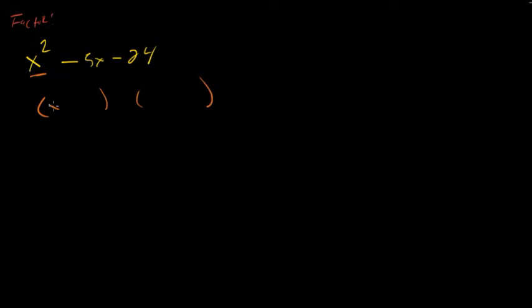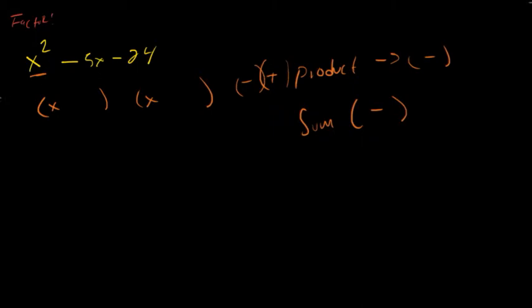Since it's an x squared here, we know it's going to be x here and an x there, right? Also, let's think about our signs here. We want our product to be negative, and we want our sum to be negative. If we remember our integer rules, in order to get something that multiplies to a negative, one has to be positive and the other has to be negative. And if we remember our integer rules for addition and subtraction, in order for the sum to be negative, the larger number has to be negative. So we need a positive and a negative with the larger number negative.